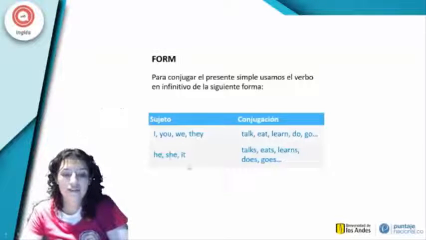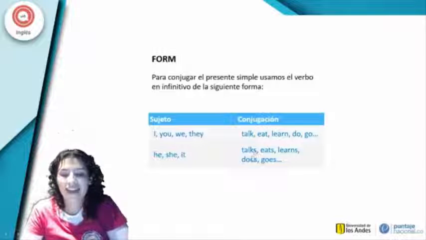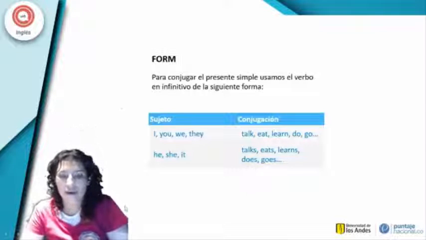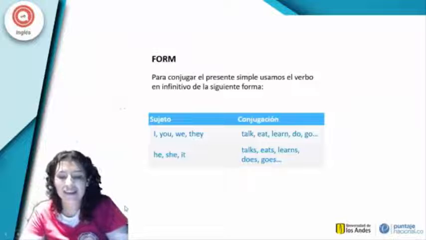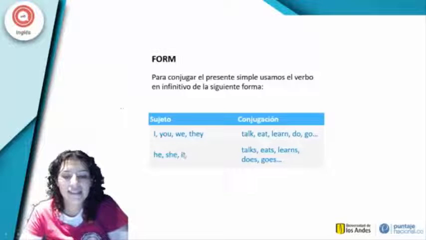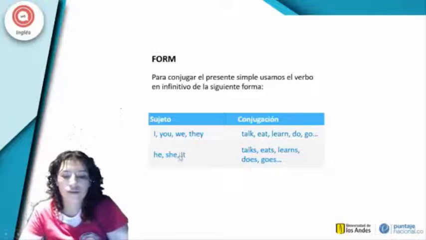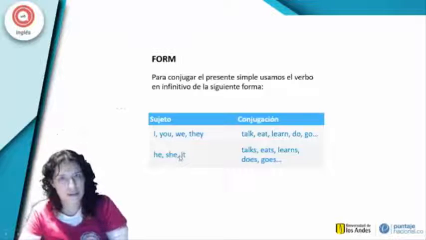But then, for the third person, that is he, she, and it, we have to put an S at the end of the verb. For example, he eats, she talks, or it goes, yeah? Remember that it is a particle that we use to talk about objects or animals, okay?